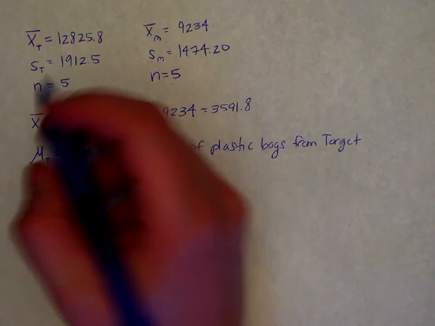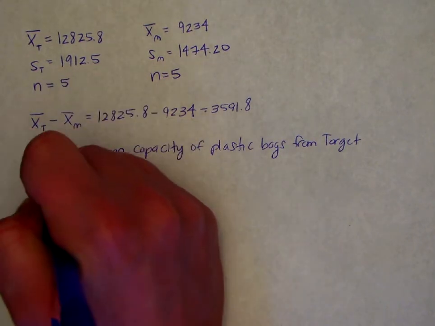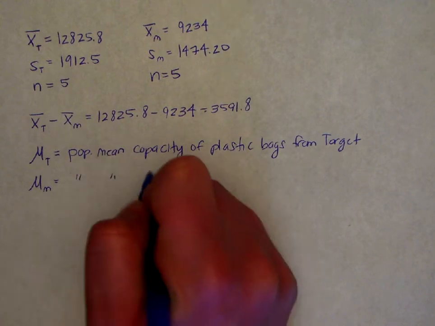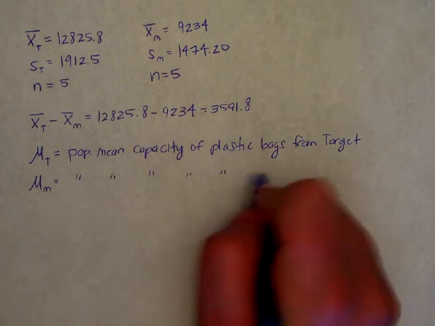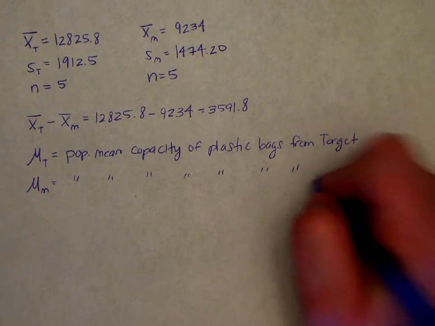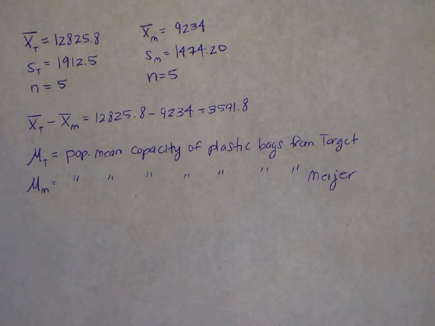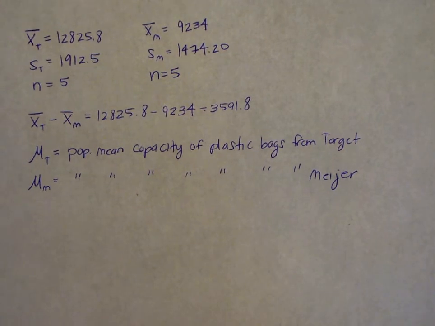Sideways, and we'll have mu of Meyer as the population mean capacity of plastic bags from Meyer. Okay, so I don't have to put words near everything else, but you better make sure that you have them for the populations. So now let's go to our conditions.